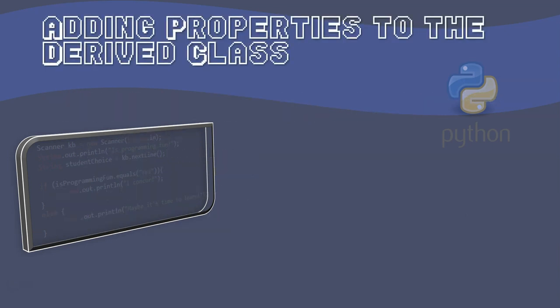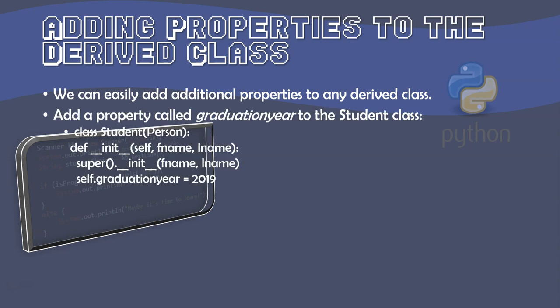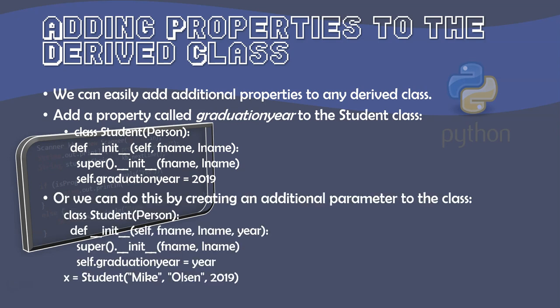Now, what about adding properties to that derived class? Because again, remember, one of the things that a lot of times we do with those derived classes is we make them much more specific. We're looking for specific roles and purposes. So we can very easily add additional properties to any derived class. So for example, if we looked at our student class and we say we want to add graduation year to that class, I can just come in here and in that initialization, I can say self.graduation_year equals 2019, and that would add that property to it.